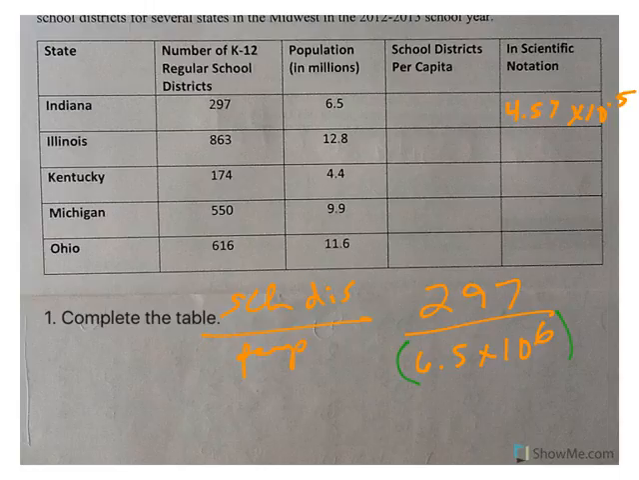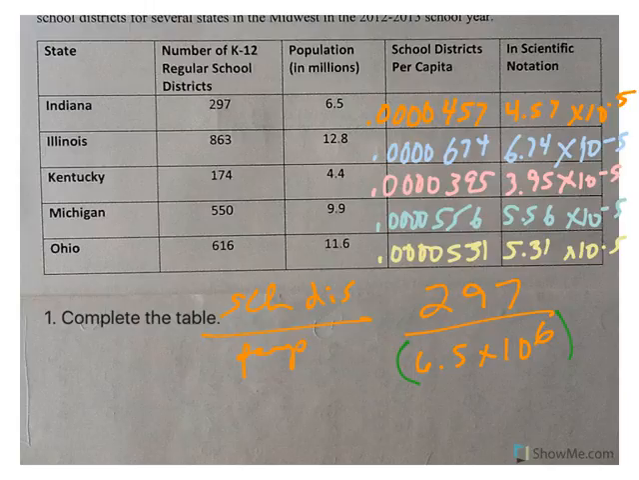So in standard form, I move my decimal 5 places to the left. So 1, 2, 3, 4, 5, right? That 4 is one of the decimal points, 0.57. So I want you to complete this table, Illinois, Kentucky, Michigan, and Ohio, finding the per capita for school district per capita in standard form and scientific notation. Then come back, check your answers.